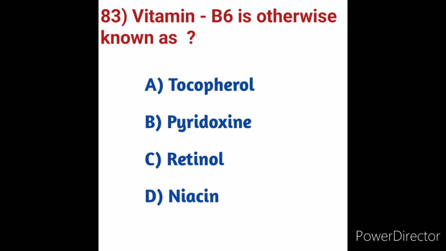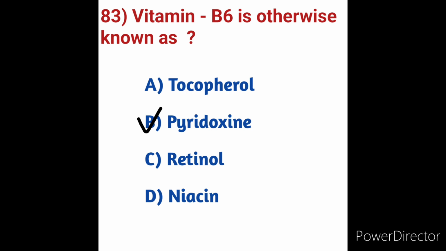Here in these options, option A, tocopherol, is also known as vitamin E or alpha tocopherol. Option C, retinol, is otherwise known as vitamin A. It is a fat soluble vitamin. Option D, niacin, is also known as vitamin B3. So here vitamin B6 is otherwise known as pyridoxine. Option B is the correct answer.